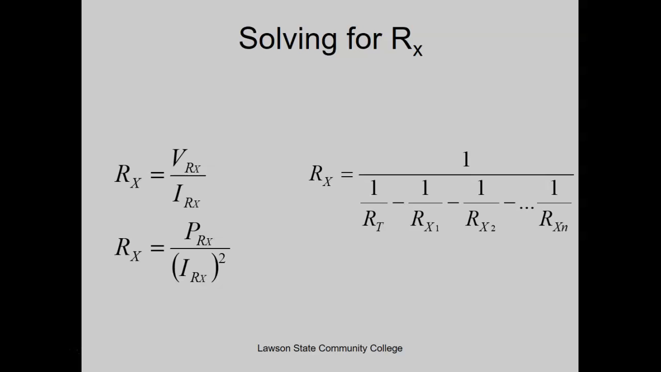Does that make more sense, writing it out that way? So R of X is equal to the inverse of RT minus the inverse of each resistance. You take all that and you find the inverse of that answer, and there you go. Yes, that's exactly what you're looking for.